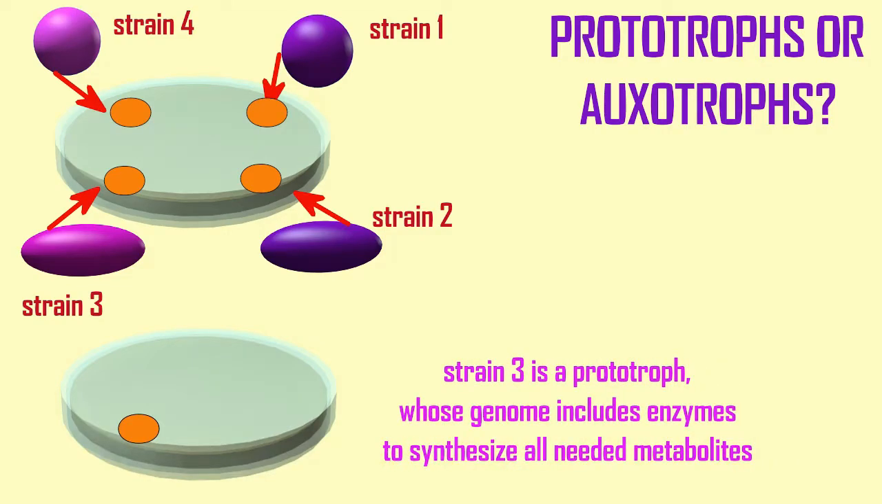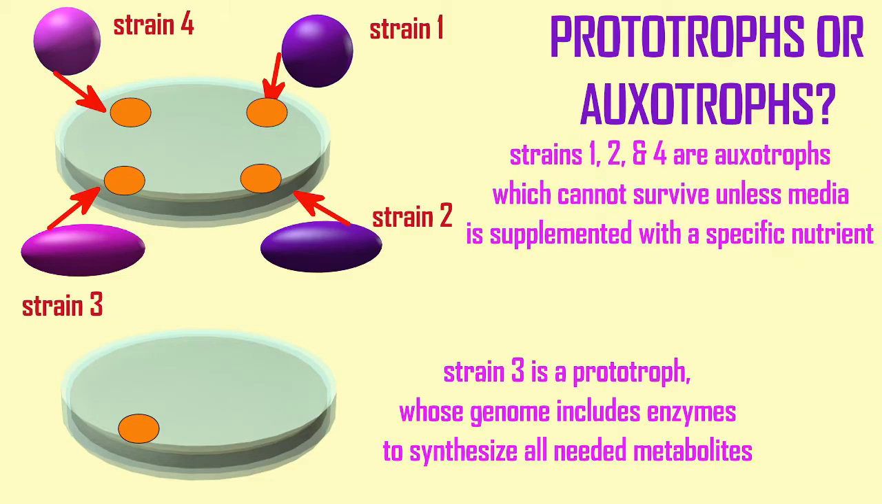And so then we could ask, if the second petri dish then is made with minimal media, which lacks many of these nutrients, how do these bacteria fare? And as you can see, strains 1, 2, and 4 fail to thrive. They die because they apparently need something which the medium does not include. They are what are known as auxotrophs. Only strain 3 can support itself in this minimal media agar plate without other supplements, so it then is a prototroph.